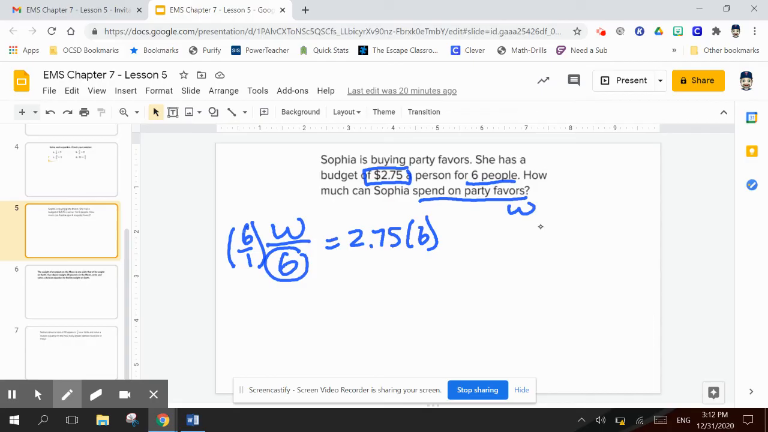Cross simplify before I multiply. 6 and 6 are the same number. Those cancel out. I'm left with W equals, and 2.75 times 6 is going to be $16.50.